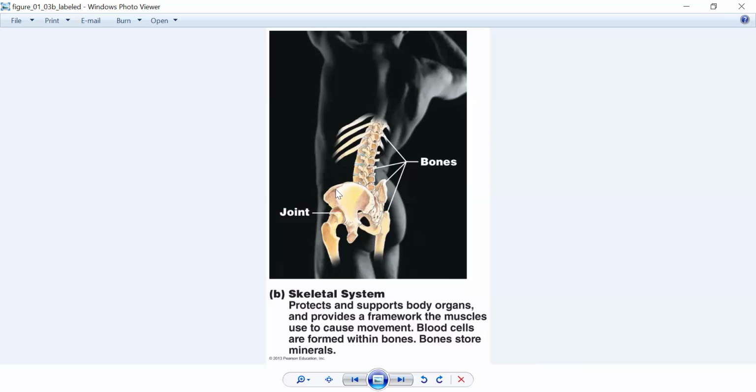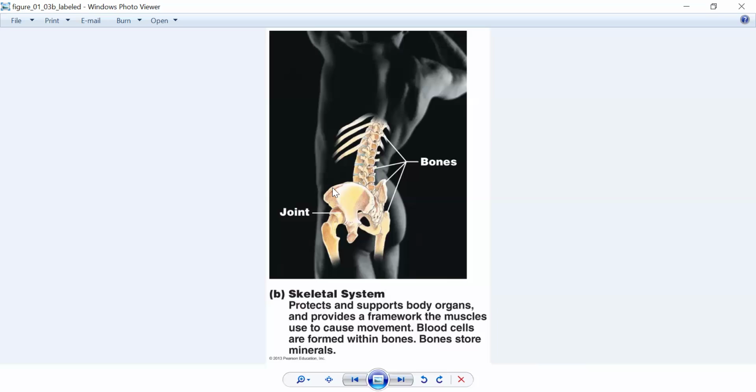Another function of your skeletal system, it provides a storage site where you can store and reserve calcium in your bones as well as phosphate. And then let's say calcium levels in the bloodstream fall below normal, you can pull from the bone that calcium into your bloodstream.